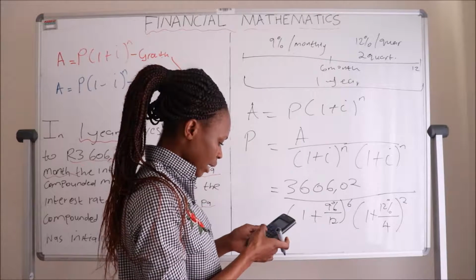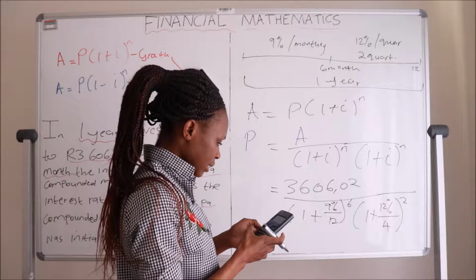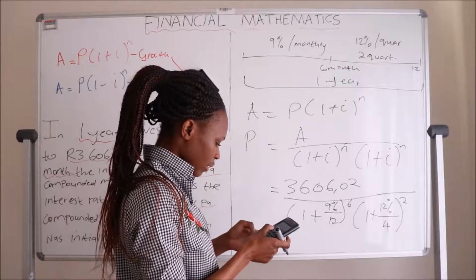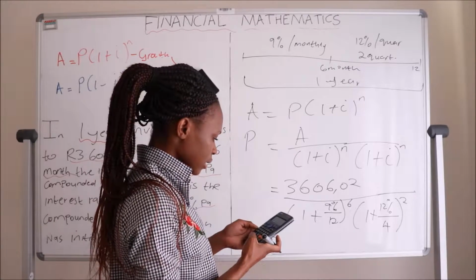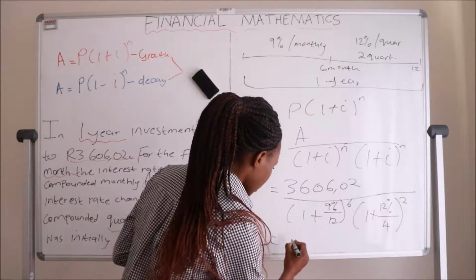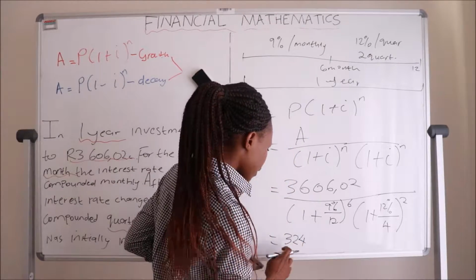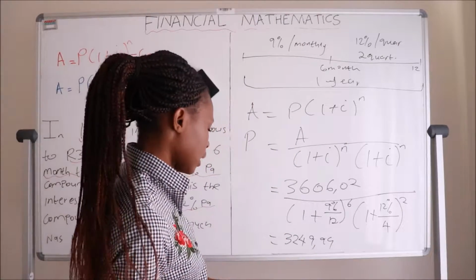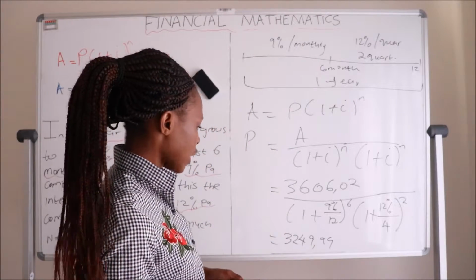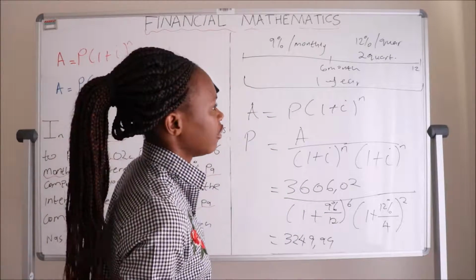Alright, and then multiply again with 1 plus 12% divided by 4 to an exponent of 2. Then this gives us 3,249.99, which we can just assume that the initial investment was actually 3,250. This was the initial investment.